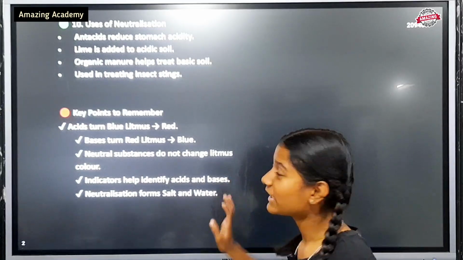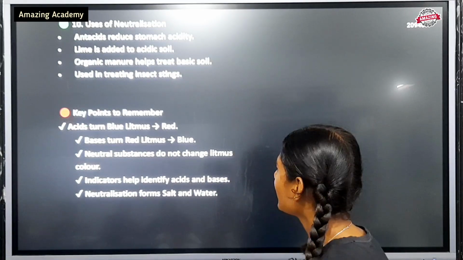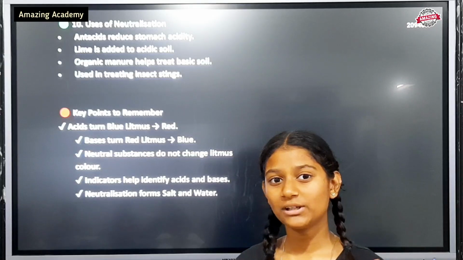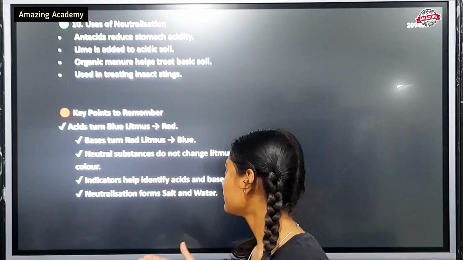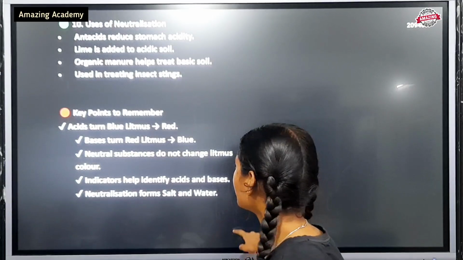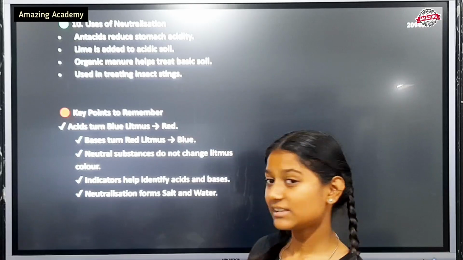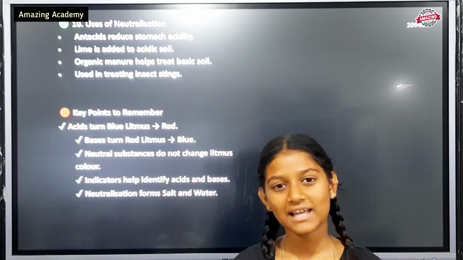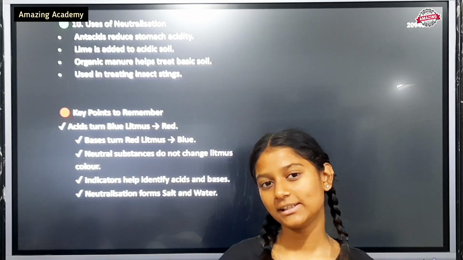The most important key points to remember about this chapter: acid turns blue litmus paper red, and bases turn red litmus paper blue. Neutral substances don't change either of the litmus colors. Indicators help us identify whether a substance is an acid or a base. Neutralization forms salt and water and also releases heat.